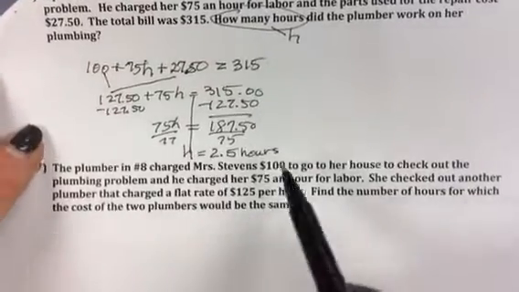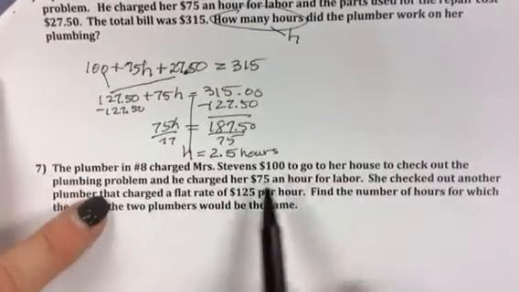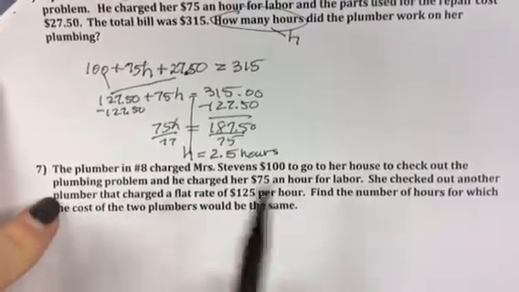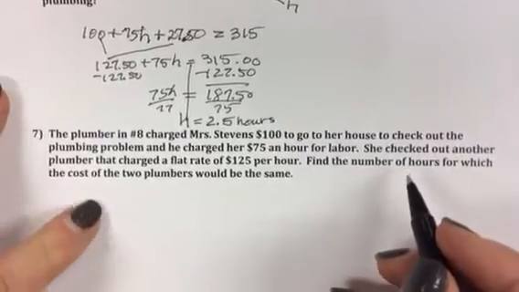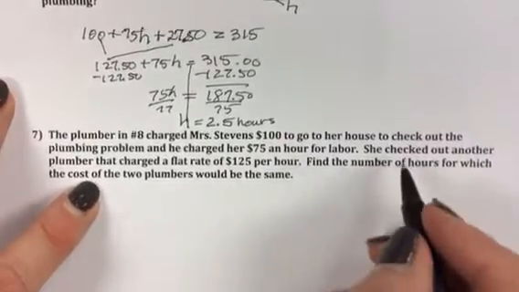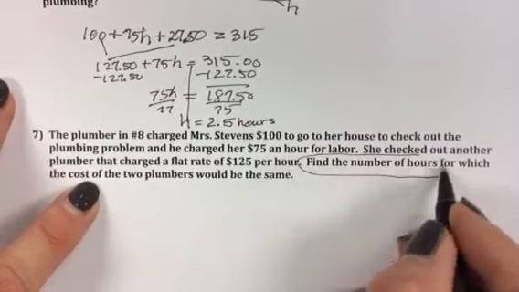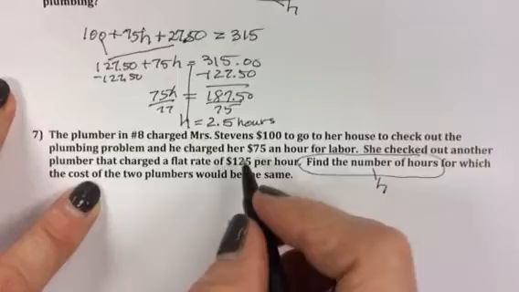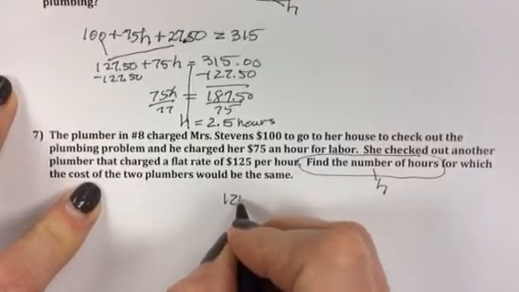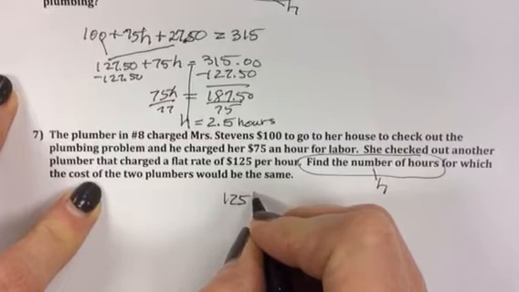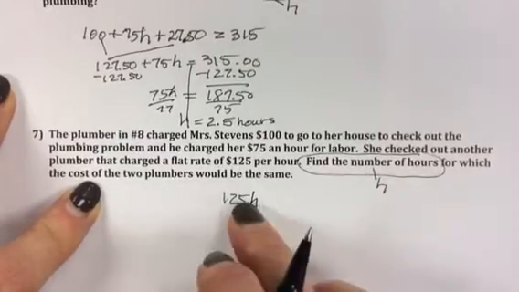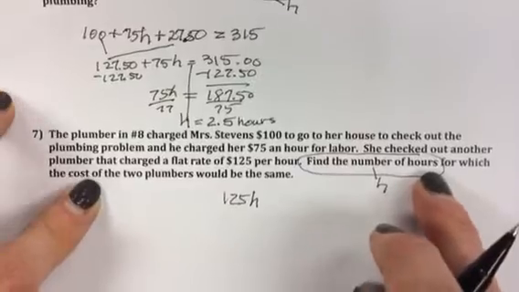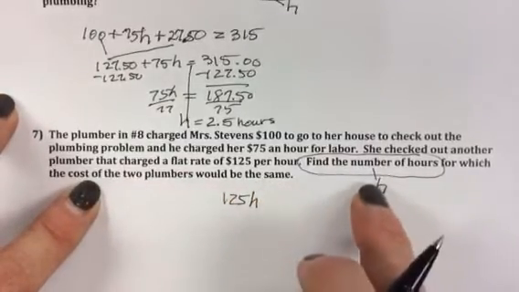Okay, so now we've got the plumber in number 8. That's just telling what happened here. When I checked out another plumber, they charged a flat rate of $125 per hour. So find the number of hours for which the cost of the two plumbers would be the same. So we need to find the number of hours. Again, we've got H, and we know he charges me flat rate of $125 per hour. Now we don't know what his total charges are, but that's not what we're trying to find. We want to find the number of hours for which the cost of the two plumbers would be the same.